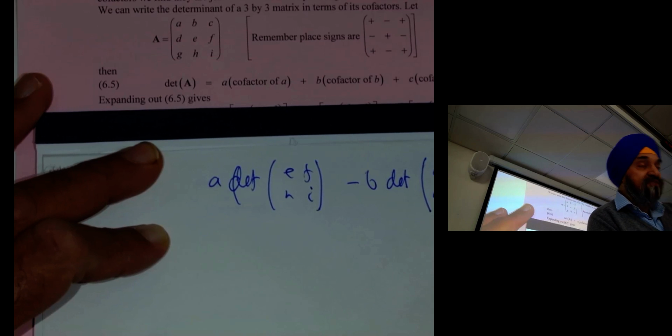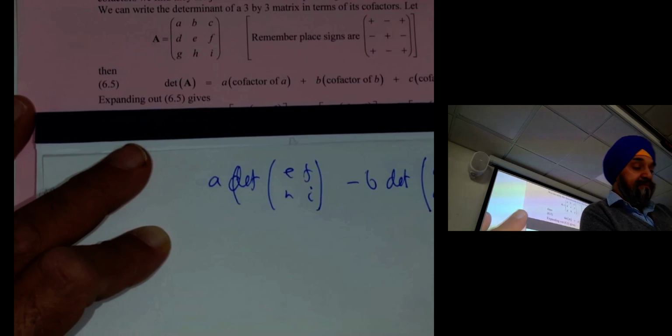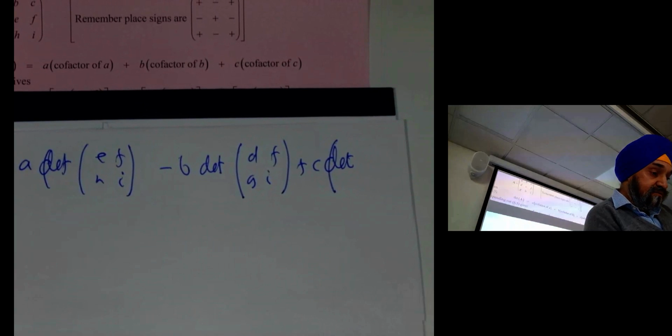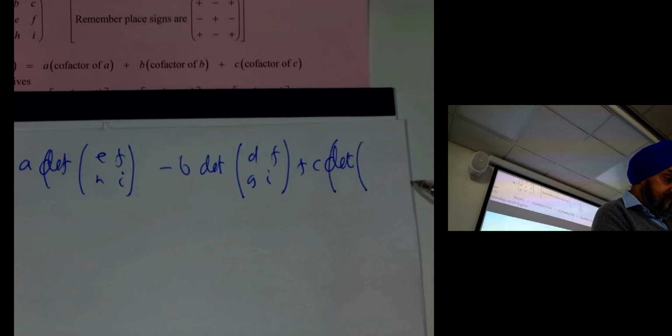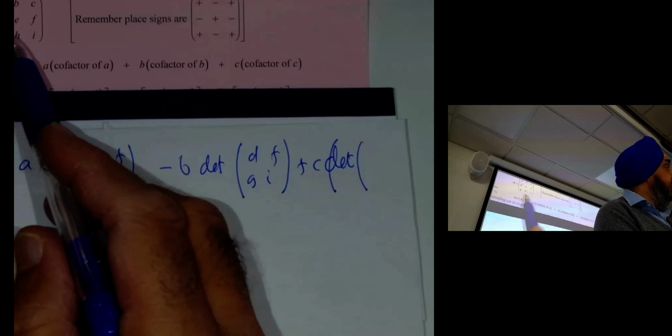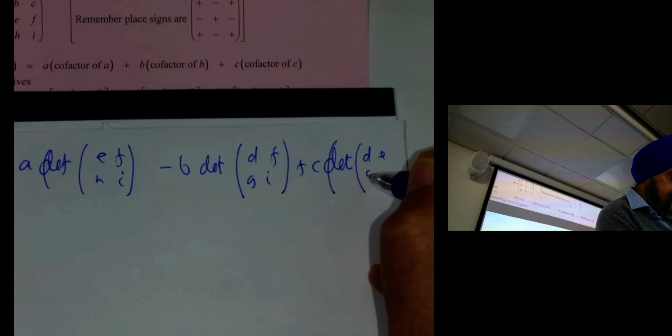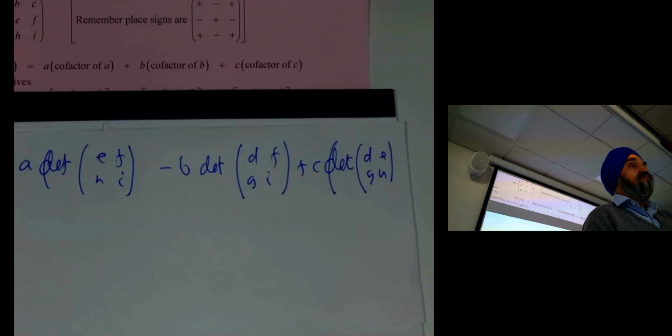Plus C, is it plus C or minus C? Plus, yes, plus C times the determinant of what? The cofactor of C, which is what? D, E, G, H, isn't it? Yeah, D, E, G, H. That's what it is.